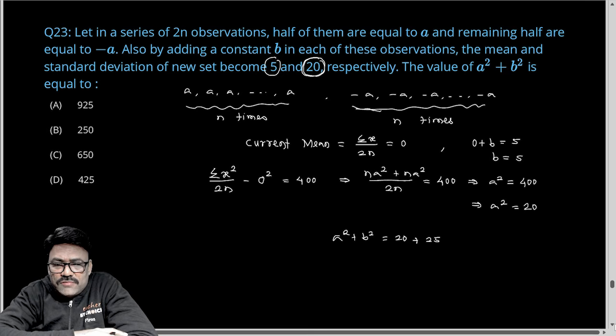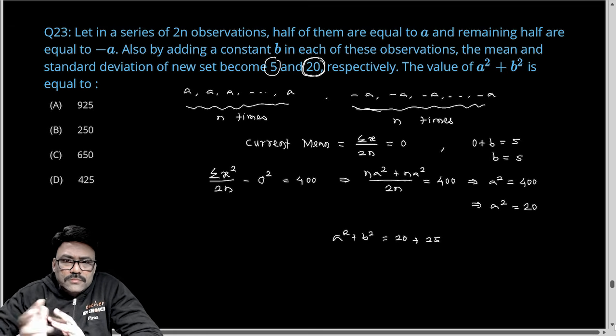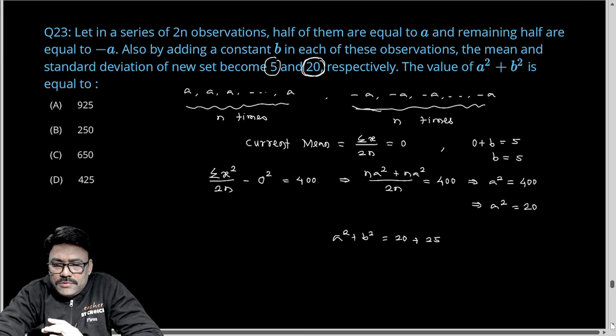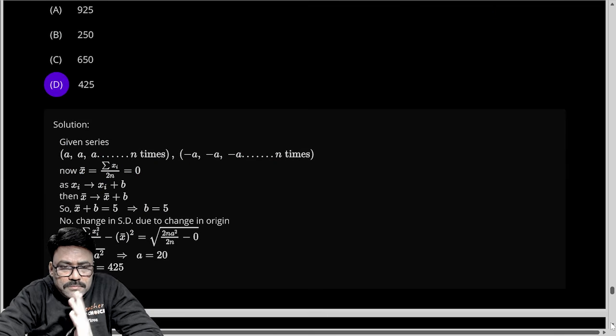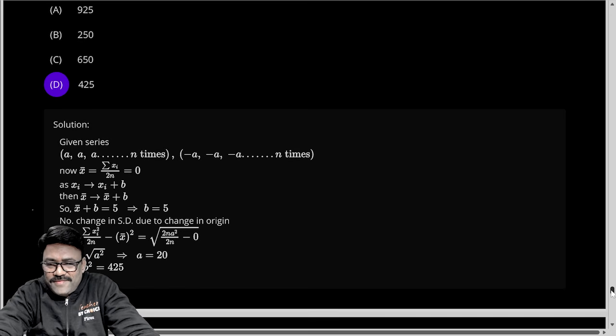So I'm getting here 2n a square. The 2n cancel. A square is 400, so a will be 20. A square plus b square is 20 plus 25. I'm getting 45. Why am I getting 45? Let me check what mistake they are doing. I think I'm making a mistake.